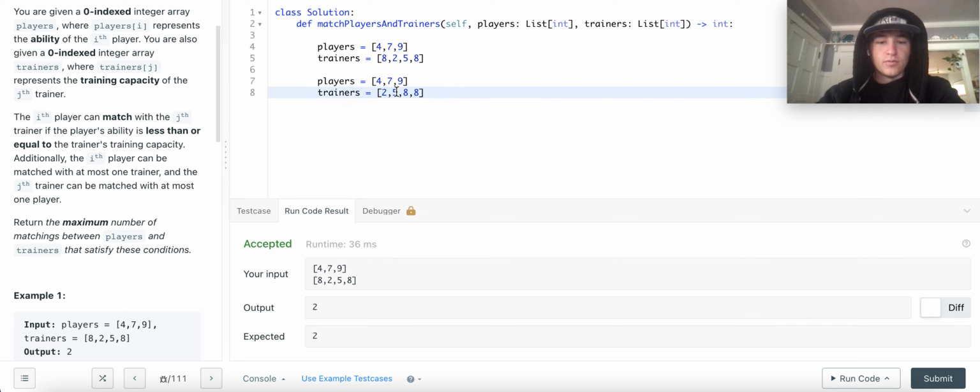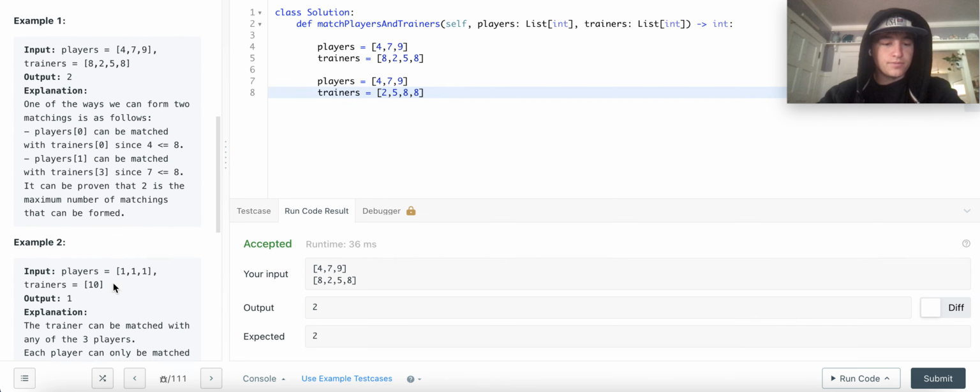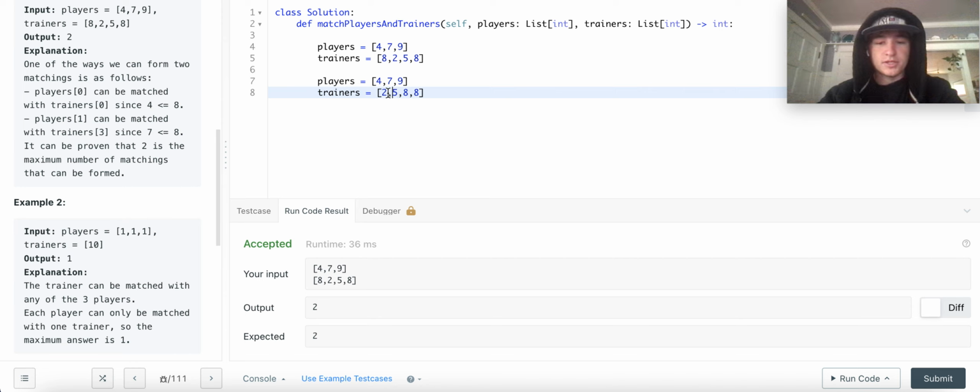So if we're looking at something like 2, we're just trying to match 2 with somebody and increase the score by looking at players that are less than 2, right? That's not going to affect any future players that have capacity greater than 2, because they'd never be able to match with this trainer 2. So we can just greedily decide to match players with this trainer.